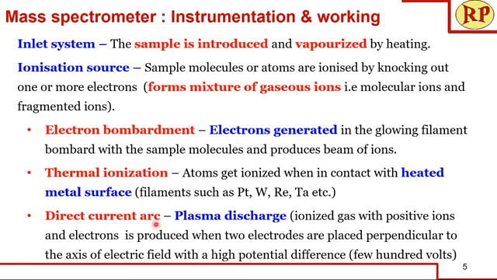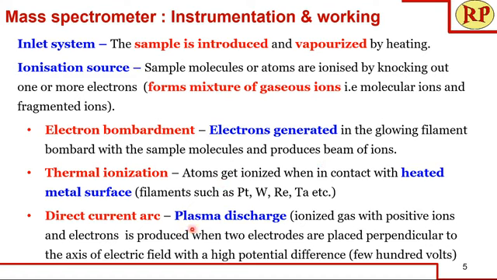And here are these 3 types of ionization sources. One is electron bombardment, that is, electrons are generated in a glowing filament, bombard the sample molecules and produce a beam of ions. That is what we saw in the previous slide. Sometimes the atoms can be ionized when in contact with heated metal surfaces such as platinum, tungsten, rhenium, tantalum, etc. These types of metal surfaces can be heated, and when the atoms collide or come in contact with this heated metal surface, they get ionized.